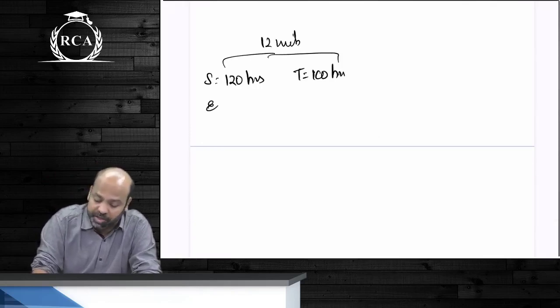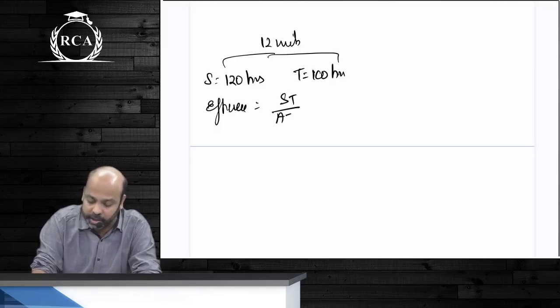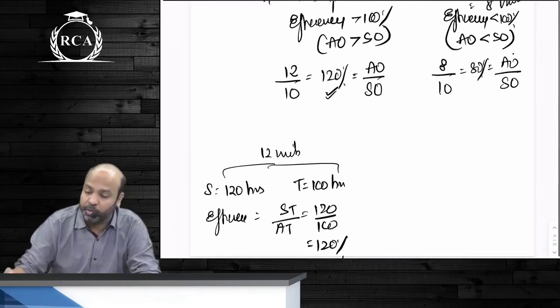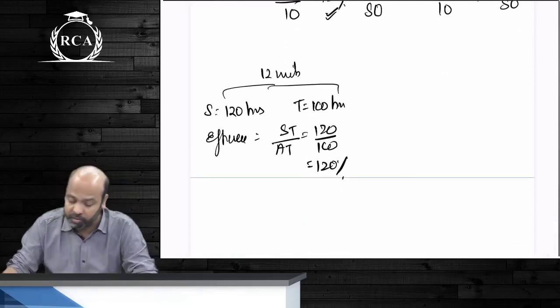In terms of time, I just told you that the formula is standard time divided by actual time. 120 upon 100. What is the answer? It doesn't matter whether you're doing it in terms of output or in terms of input. The answer is going to remain the same.